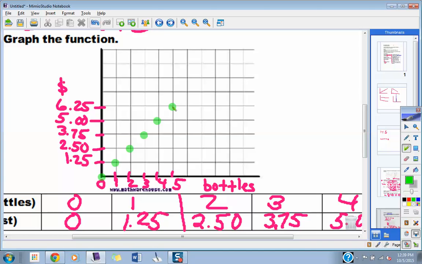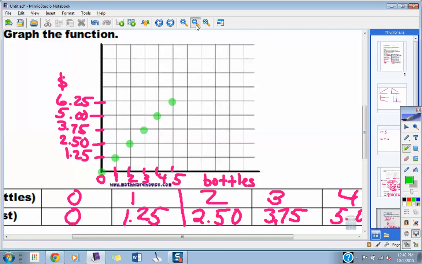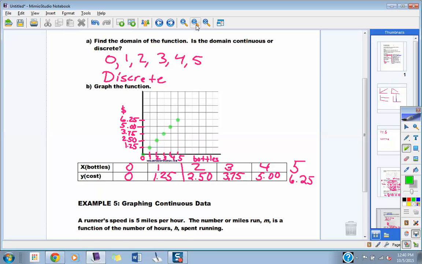It'd be like saying we're going to count people in a room. We're going to plot 1.35 people. I don't want to see that 0.35 of a person, okay? That makes sense to everybody? All right. So leave it as is. Okay, so this would be discrete.